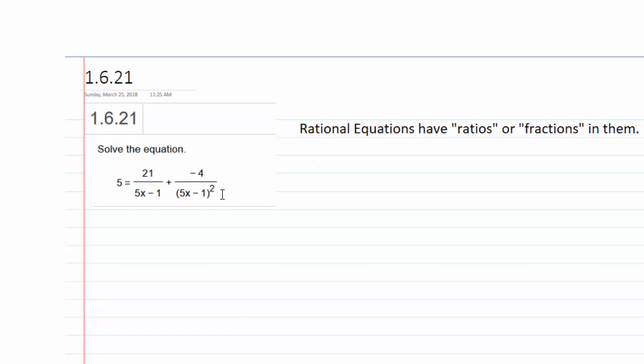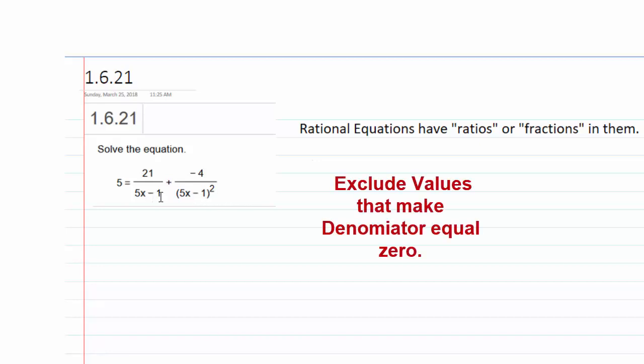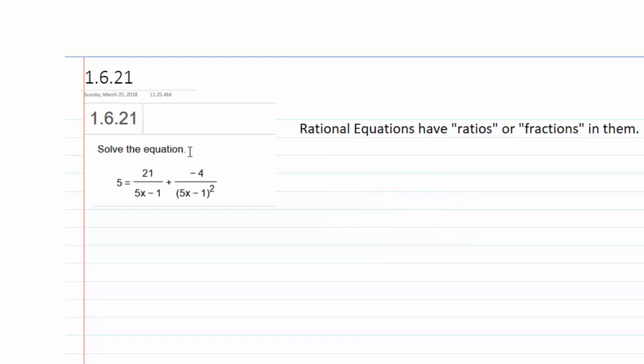First, you can't have any solutions that would make the denominator equal to 0. In other words, we have to solve for restricted values and exclude them. The second thing that we need to do is to find the least common denominator of any fractions and multiply by it on both sides.